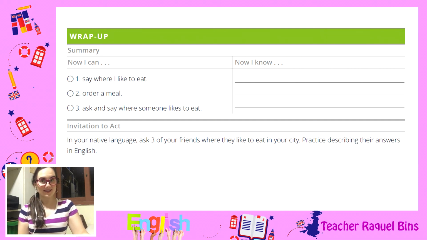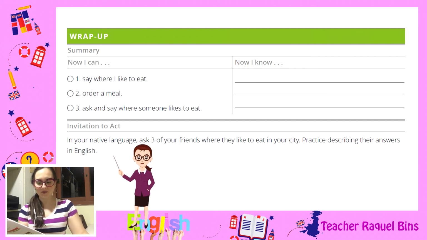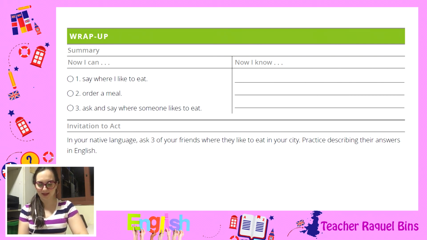E o Invitation to Act dessa semana é In your native language, então na sua língua mãe. Ask 3 of your friends, então pergunte para 3 dos seus amigos where they like to eat in your city. Onde eles gostam de comer, na sua cidade, aqui em Porto Alegre, então. Practice describing their answers in English. Então pratique, né, descrevendo as respostas deles em inglês.